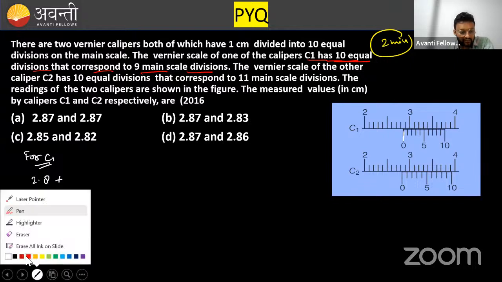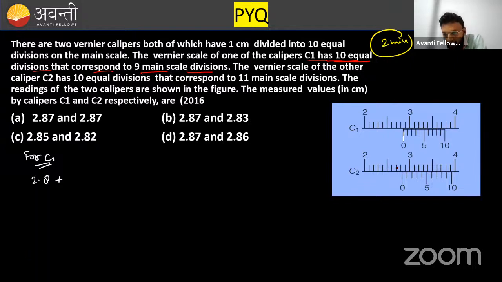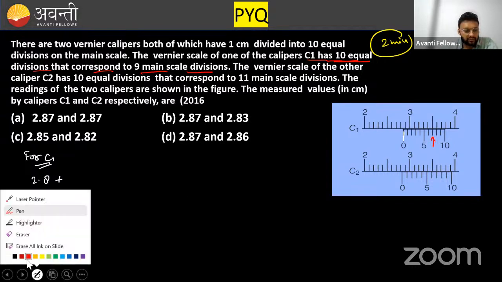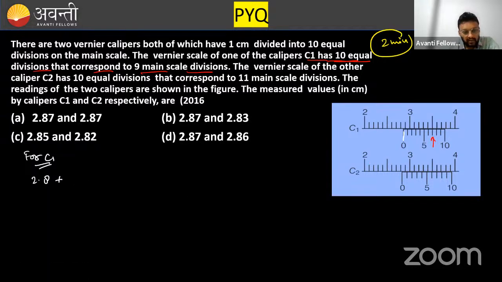Identify the coinciding point. Which point is coinciding? Can anyone focus? I think this is the coinciding point, no? So that will be 5, 6, 7. Okay, so that is 2.8 plus 7 into the least count of the instrument.